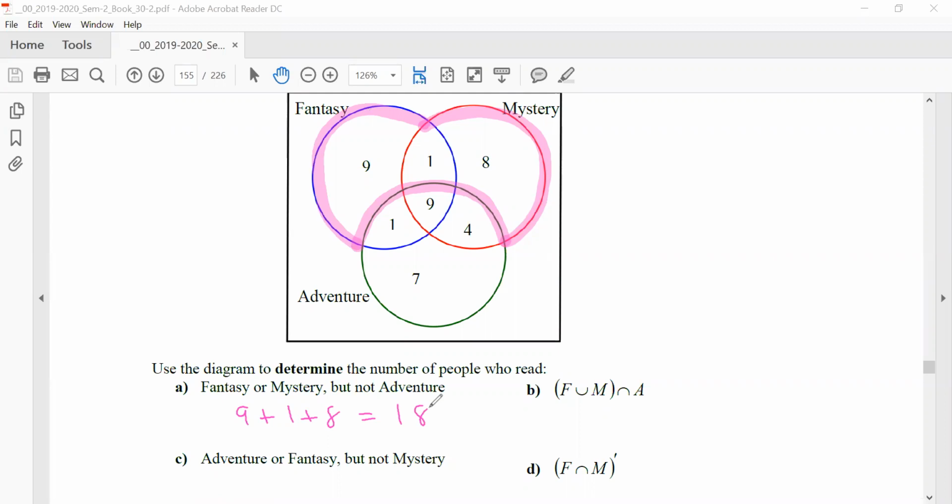B. How many are in F union M intersect A? So that is fantasy or mystery, and adventure. So here's fantasy or mystery. Right here, right? There's fantasy or mystery. But now I want the people who also like adventure. So where's the intersect? And adventure. I'm looking right there. Good.